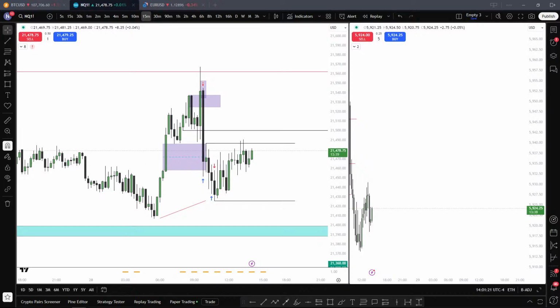LRLR, yeah. This is all just engineered liquidity below us. I'm definitely expecting lower prices.